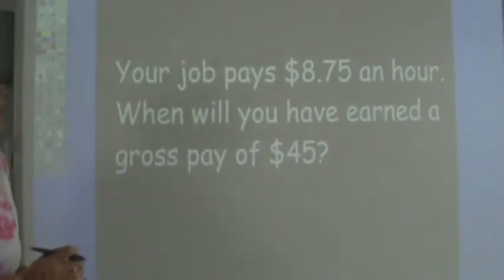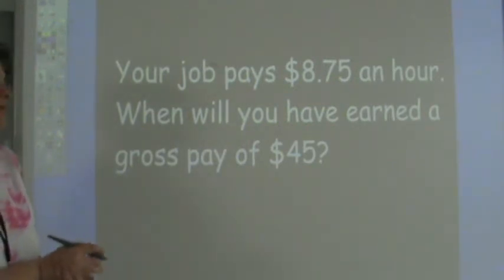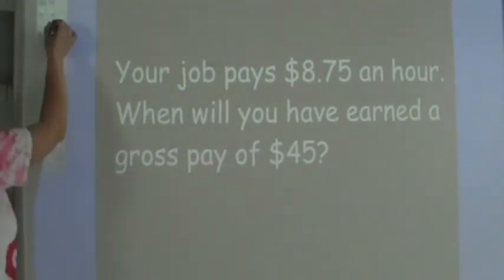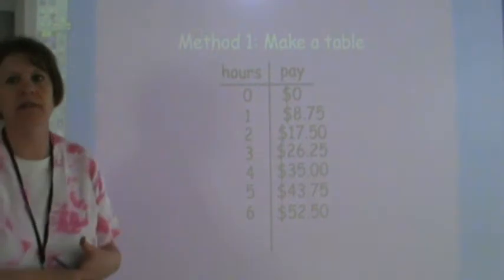It says your job pays $8.75 an hour. When will you have earned a gross pay of $45? So before they take out the taxes, we want to know when you're going to make $45. Method one is to make a table.